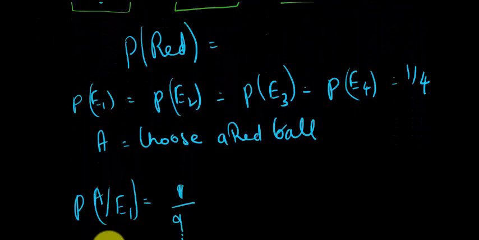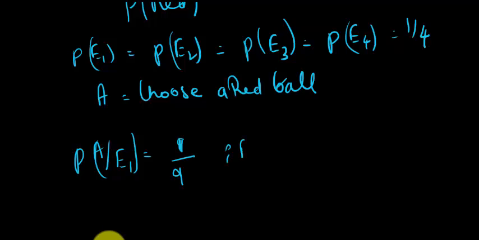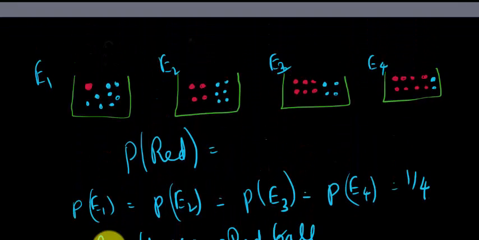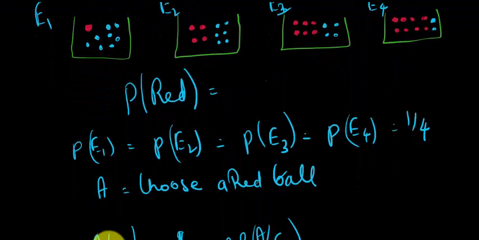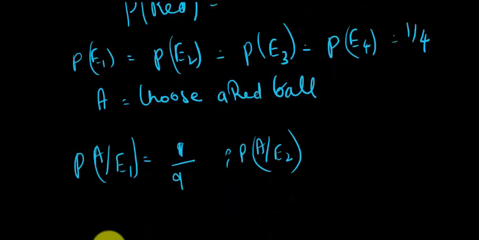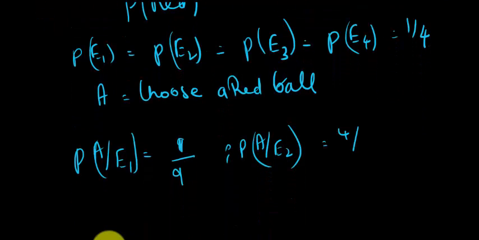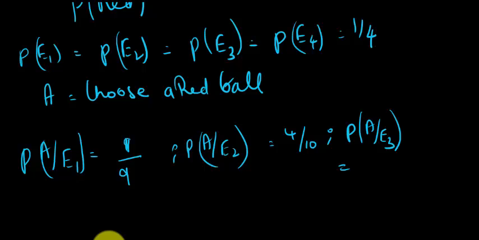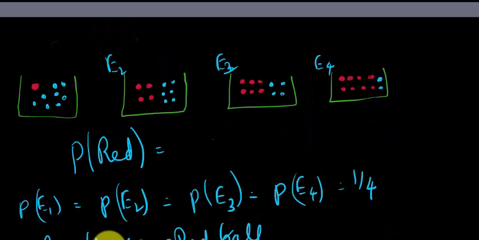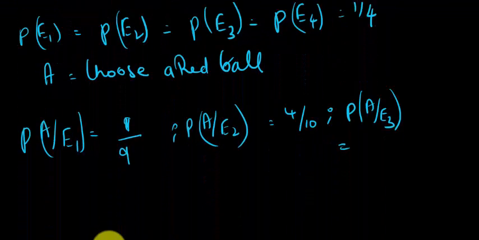Similarly, I can find the probability of A given that E2 has been picked up, or probability of getting a red ball from the second bag, which is 4 divided by 10. And I can also find out probability of A given that E3 has occurred. How many reds in the third bag? Let's check that. 6 out of 10.